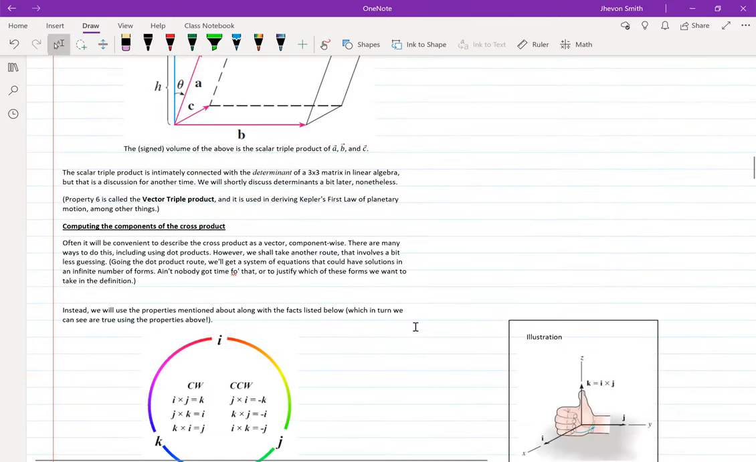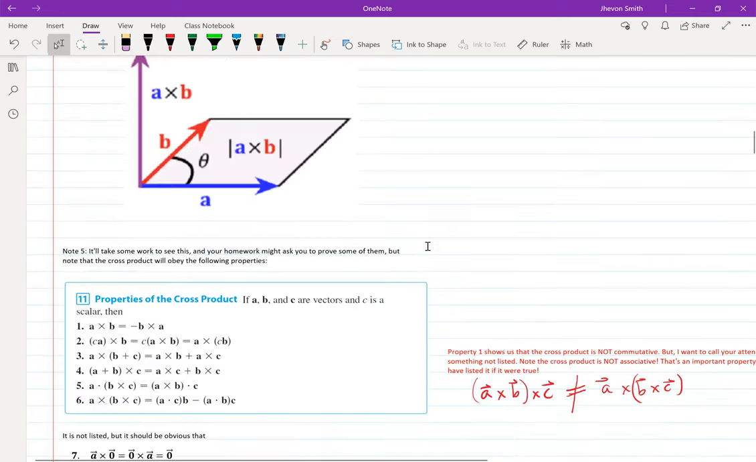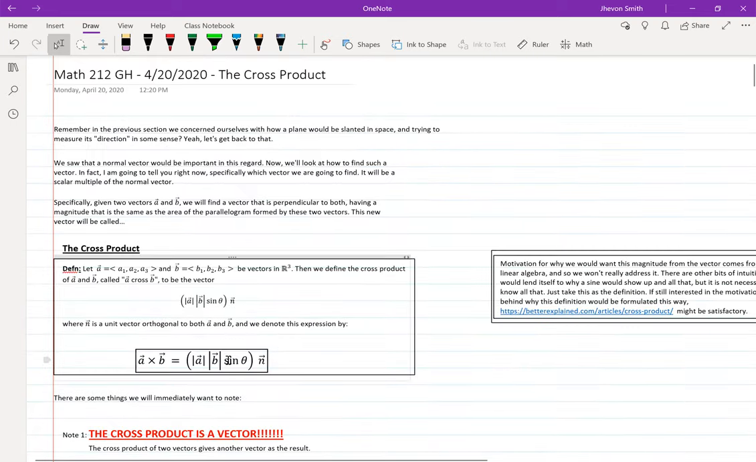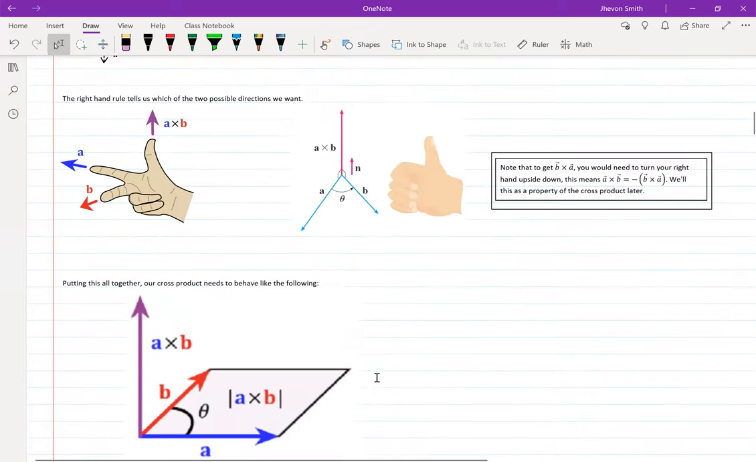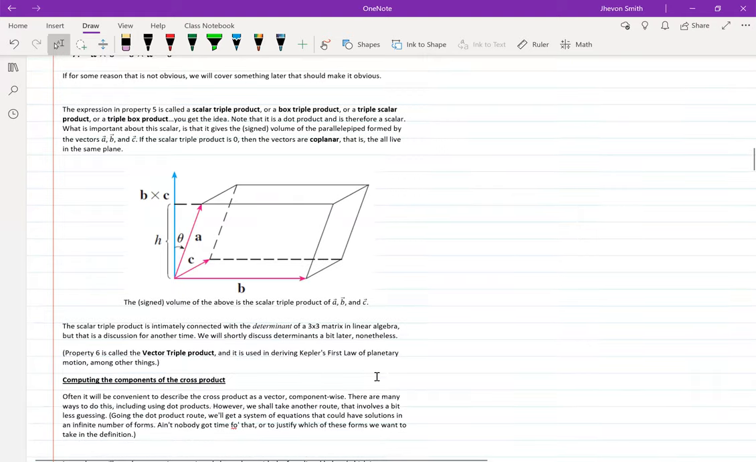Now let's talk about computing the cross product. Okay, so this is a nice definition and all, and this is what a cross product is, but sometimes this isn't very convenient to use at all. How do you even know what this N is? How do you go about finding the components of a cross product? That's what we're going to figure out now, okay?